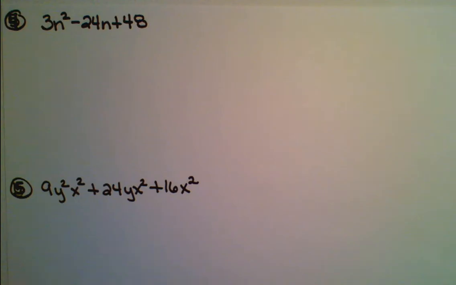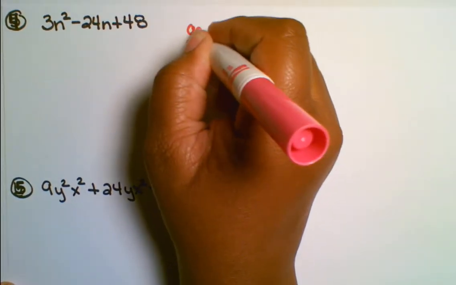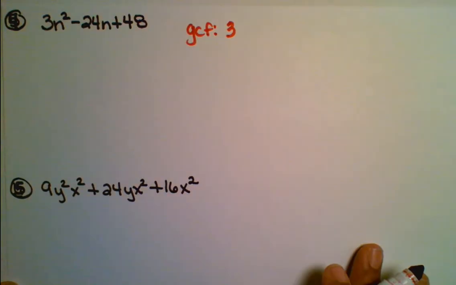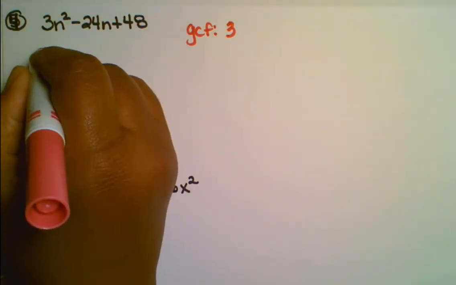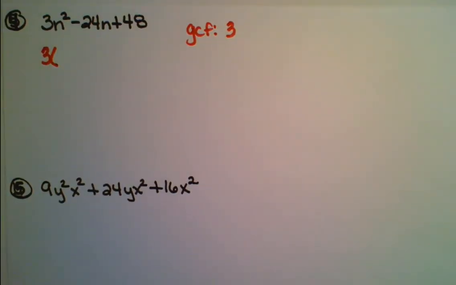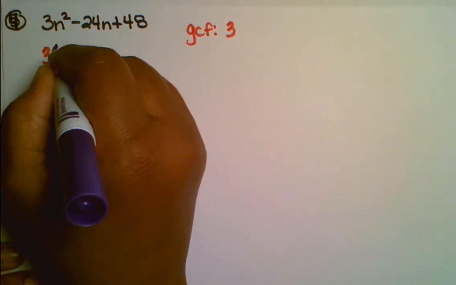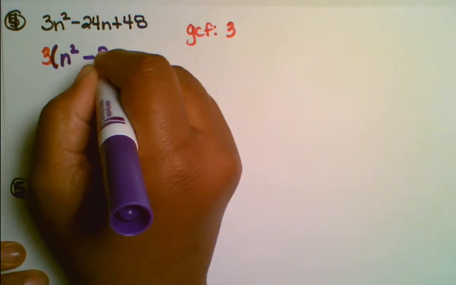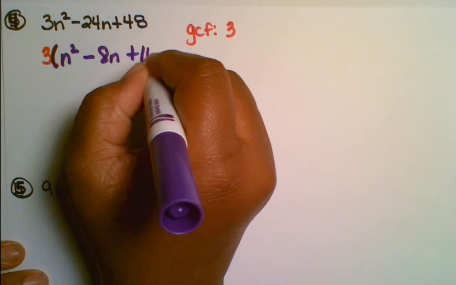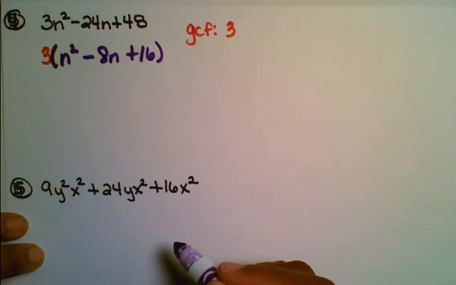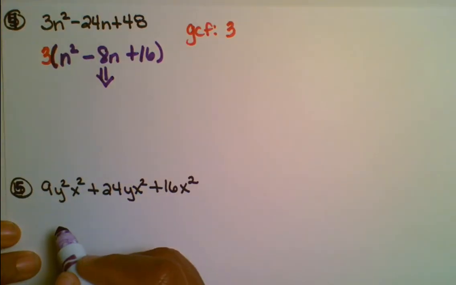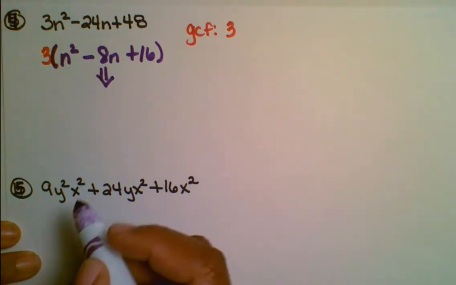We're going to factor out a 3. So as we factor out a 3, what's left over, we have n squared minus 8n plus 16. Then we're going to factor the trinomial, n squared minus 8n plus 16.